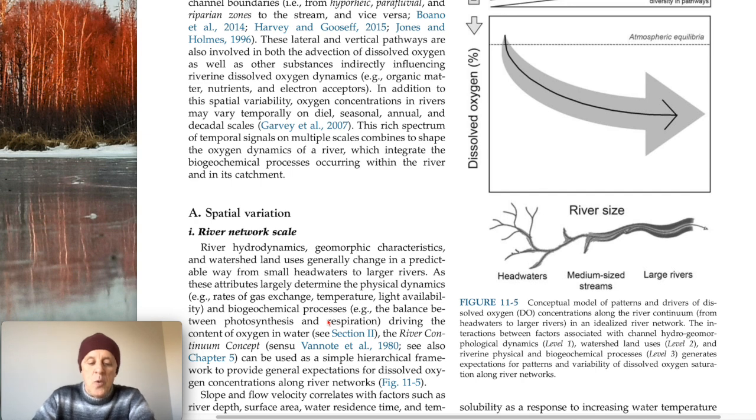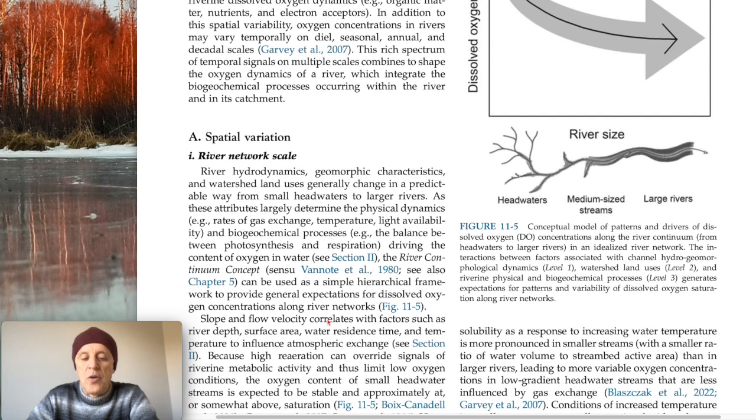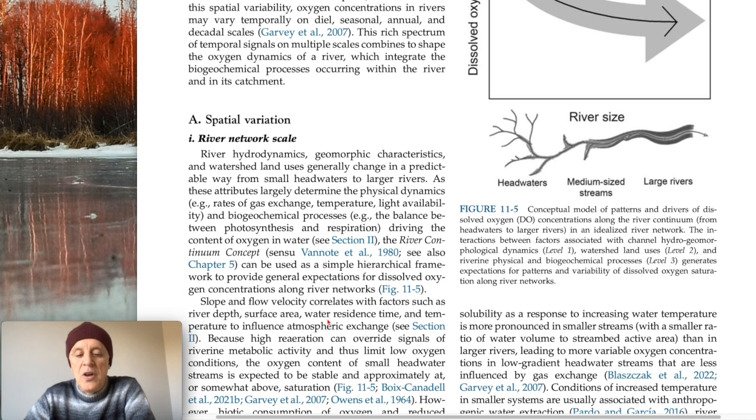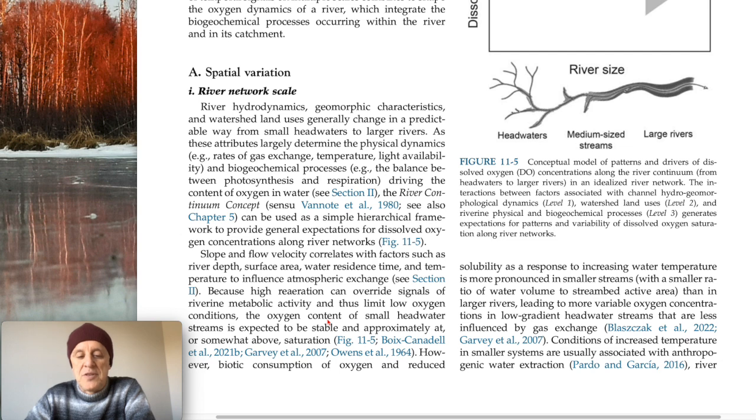Spatial variation. River network scale. River hydrodynamics, geomorphic characteristics, and watershed land uses generally change in a predictable way from small headwaters to large rivers, as these attributes largely determine the physical dynamics and biogeochemical processes driving the content of oxygen in water. The river continuum concept can be used as a simple hierarchical framework to provide general expectations for dissolved oxygen concentration along river networks. Slope and flow velocity correlate with factors such as river depth, surface area, water residence time, and temperature to influence atmospheric exchange.